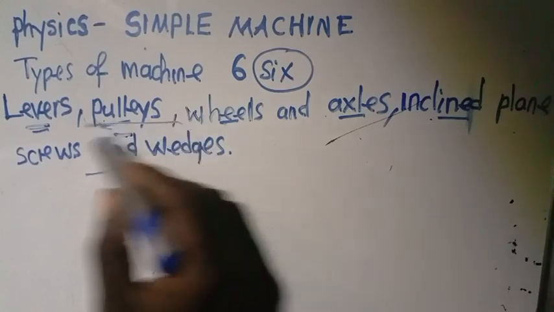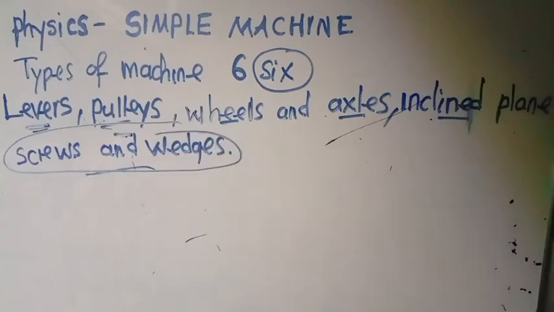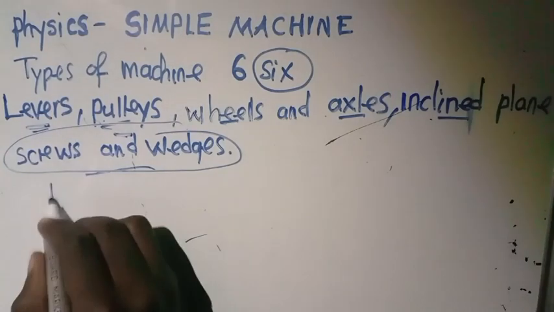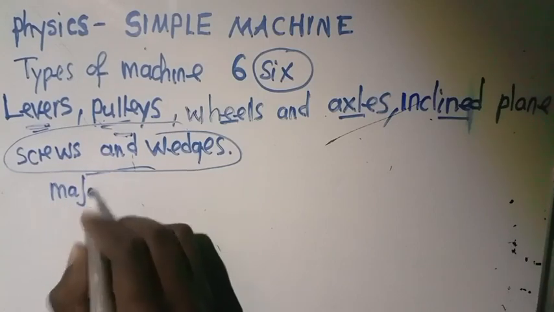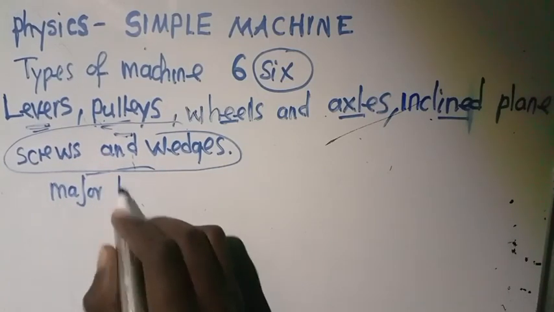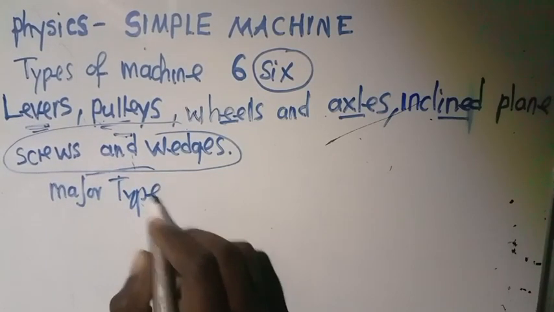Gears fall under this. So what you need to understand about gears is that they fall under this. Those ones are major types of what? Simple machines. So the major types of simple machines are just 4, the ones that you are supposed to have. Major types. So the major types now are just 4 that you need to understand.